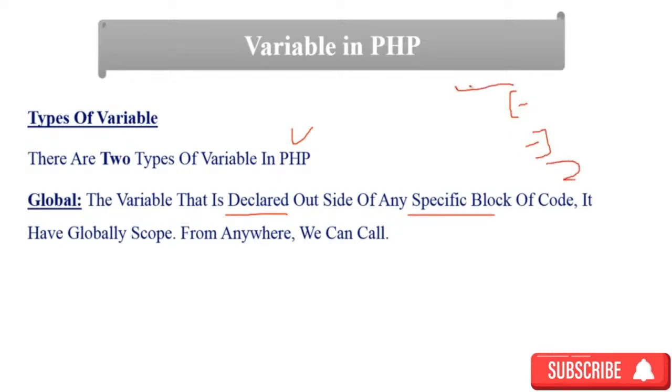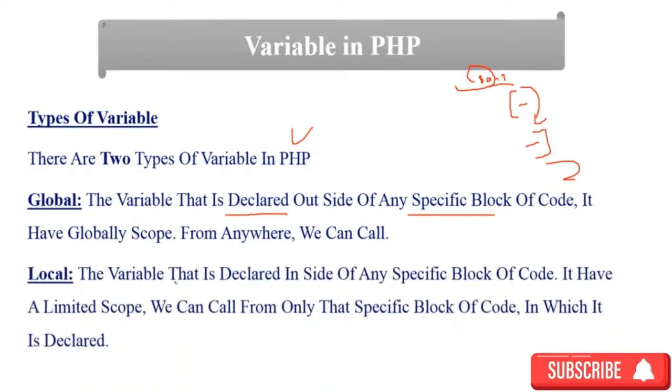This is outside. When you declare and initialize any variable outside of a specific block of code, for example, you declare a variable and then initialize that variable outside of any specific block of code, you can use this variable inside this specific block of code. It means that it has a global scope. From anywhere in a program you can use this variable.